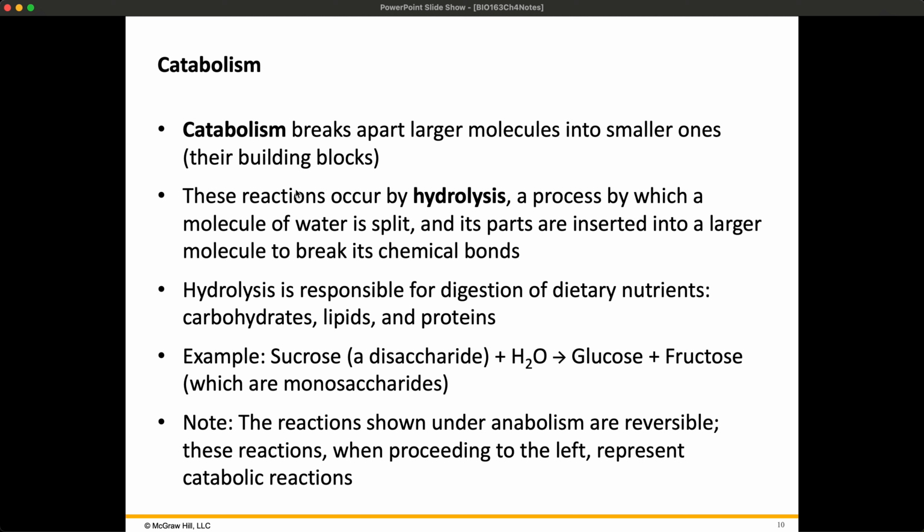So catabolic reactions are hydrolysis reactions. If we dehydrate to create new things, we can hydrate those things to break them apart. So you're adding a water molecule to break up chemical bonds. This is responsible for digestion of, as we said, carbohydrates, lipids, and proteins. Sugar, a disaccharide, plus water breaks it up into those two monosaccharide components. These tend to be reversible reactions. So even though this one is just showing a one way arrow here, if you were to remove that water, it would then go back into sucrose. These two molecules would join together and form sucrose.